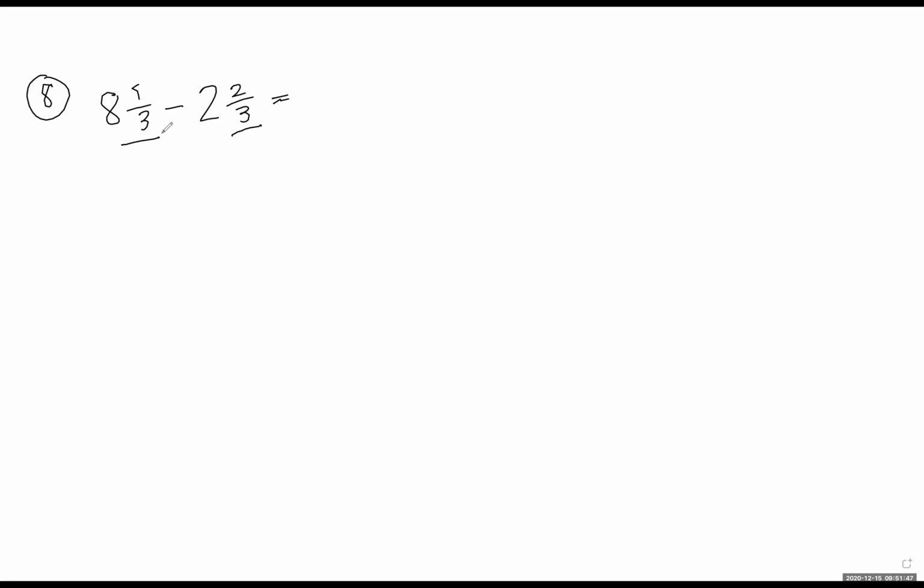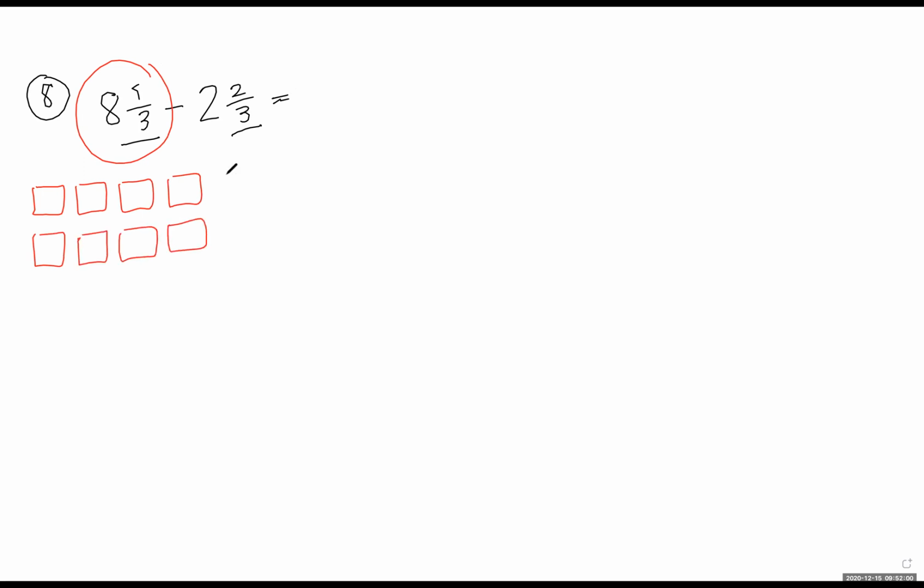What I'm going to do is draw a model for my 8 and 1/3. So here's a whole. There's 1 whole, 2, 3, 4, 5, 6, 7, 8. And then I need to draw my 1/3. Now what I have to do is take away 2 and 2/3. Here's take away 1, take away 2, take away 1/3, but how am I going to take away another third to take away 2/3 total?